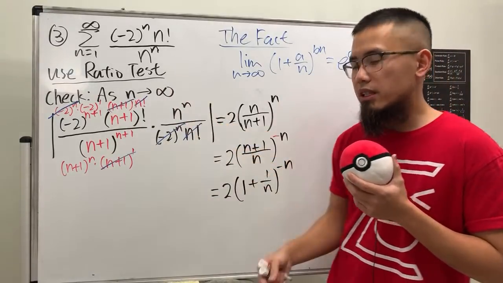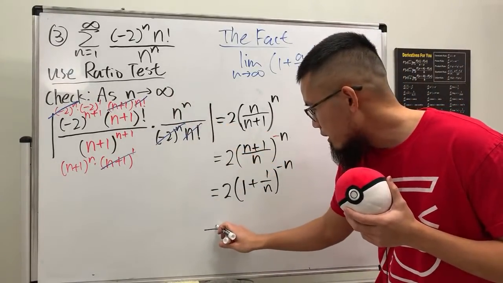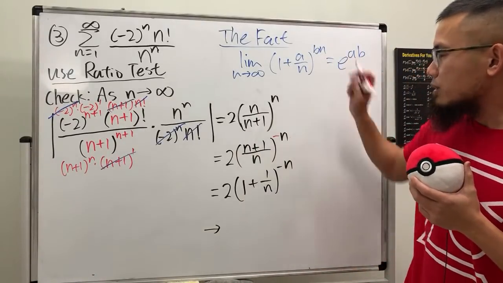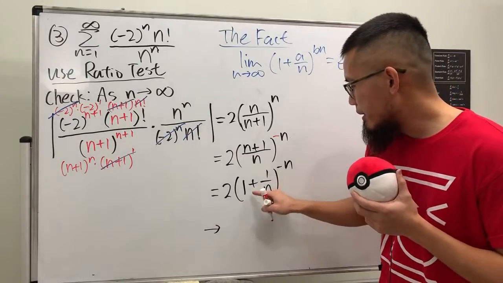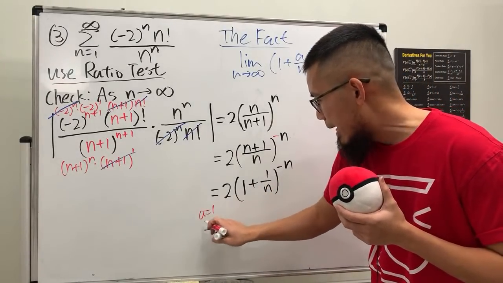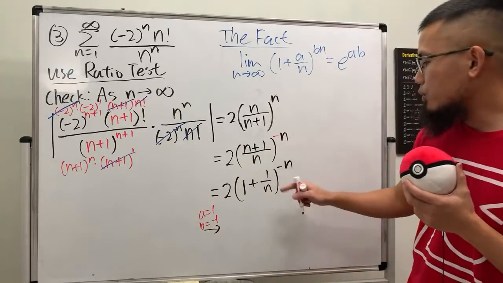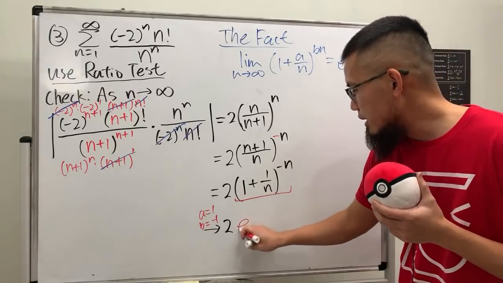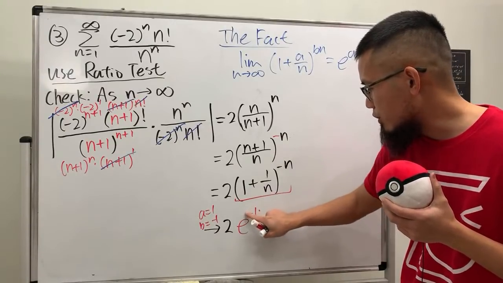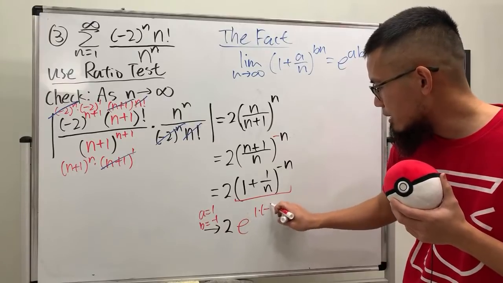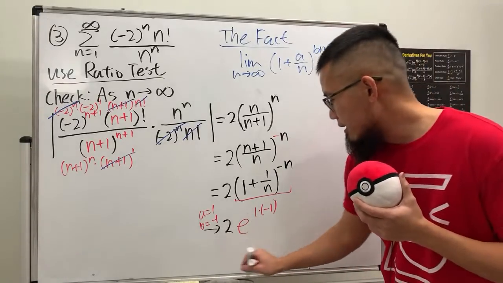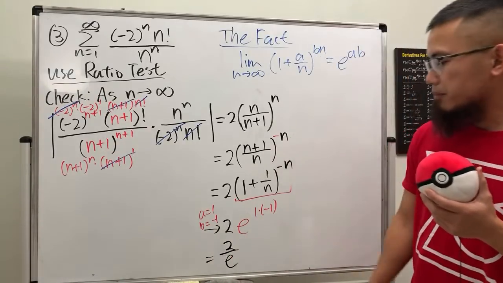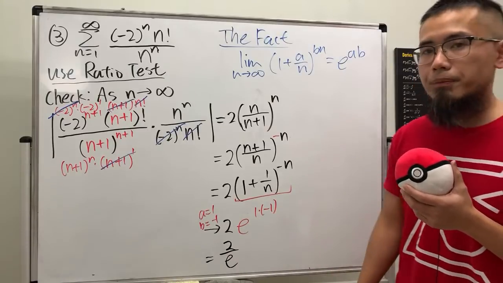And when n goes to infinity, we can just do the following. And you see, right now, I put down the arrow because we are going to take the limit. And if you want to use the fact, go ahead and just write this down. A is equal to 1, and B is equal to negative 1. So you know this part is 2 still, but this whole thing here becomes e to the negative 1 times, sorry, I should put down e to the 1 times negative 1. And this right here gives you 2 over e, right? Because e to the negative 1 power.